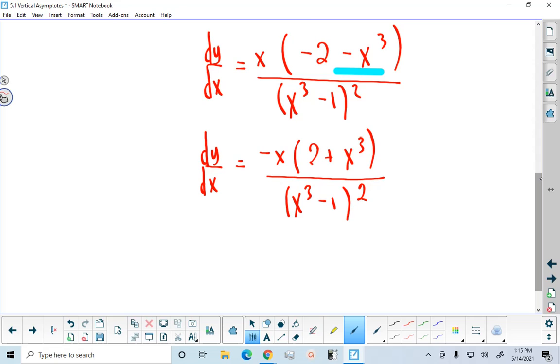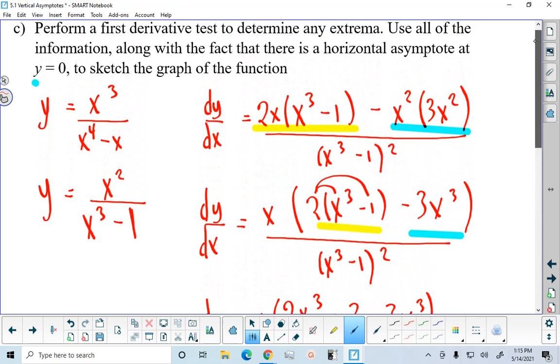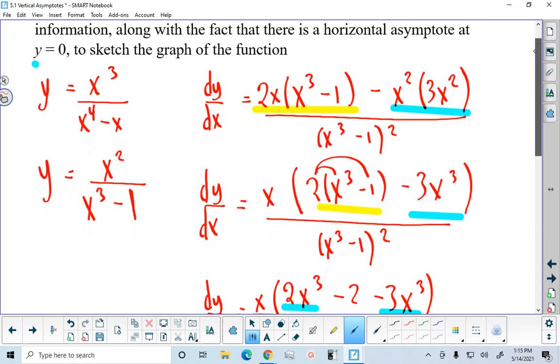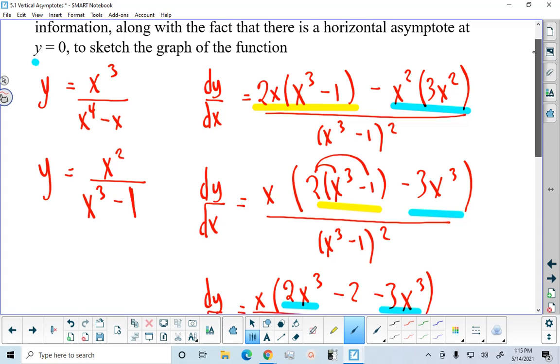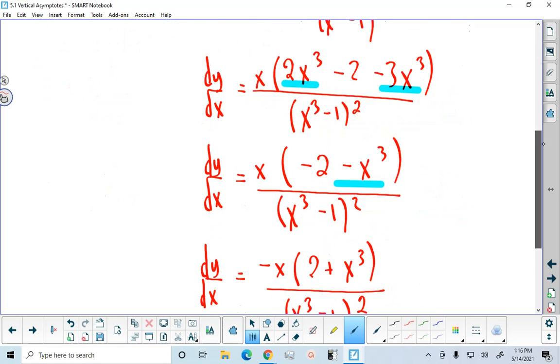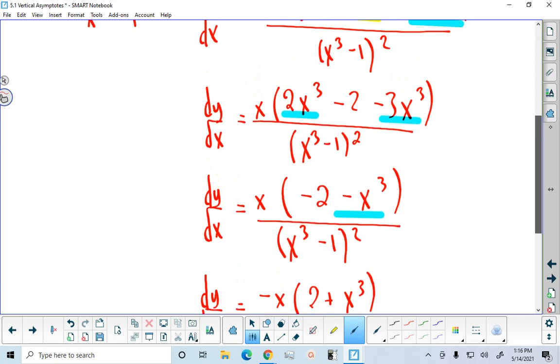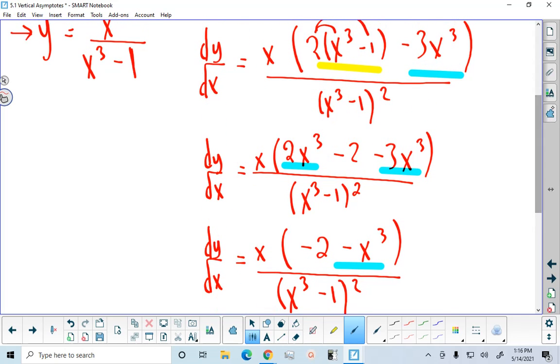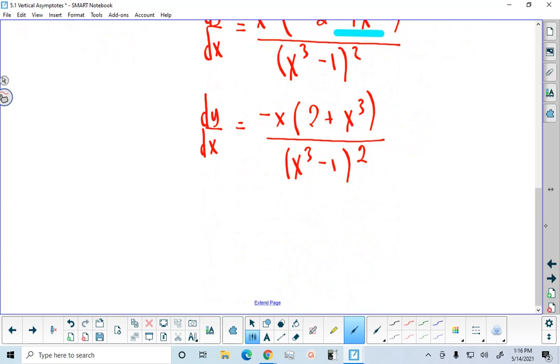I just want to go back and double check my last couple of steps to make sure. Might as well just go from the beginning. Derivative of the top times the bottom. I'm looking here when I talk about top and bottom. Minus the top times the derivative of the bottom over the bottom squared. I took out an x. I multiplied that 2 through to get 2x cubed minus 2 minus 3x cubed. 2x cubed minus 3x cubed is negative 1 x cubed. I then took out a negative 1. I think we're fine.